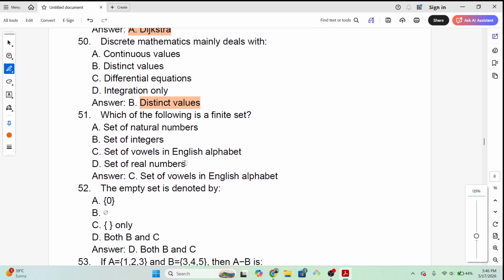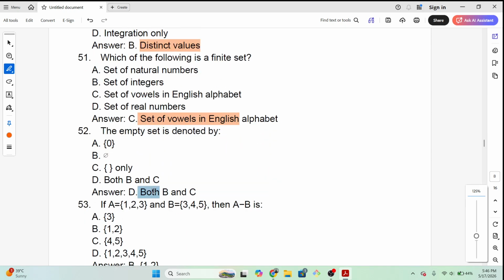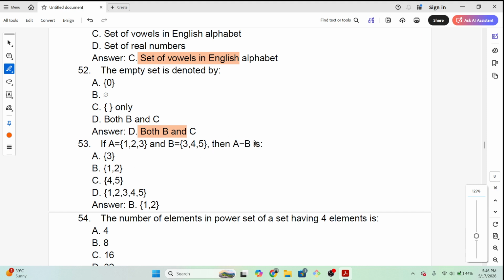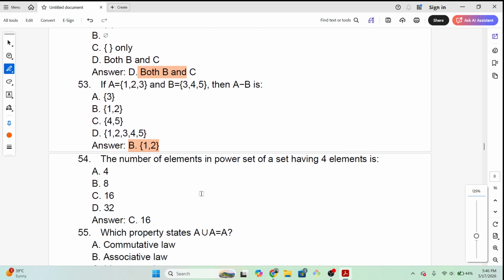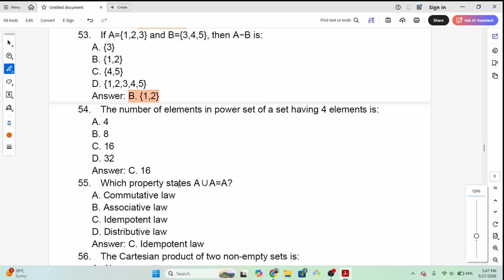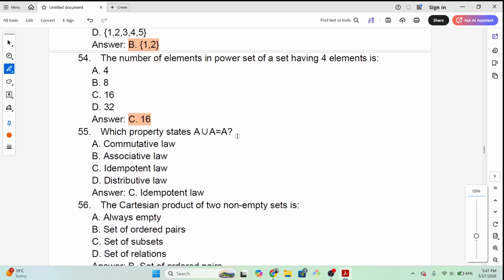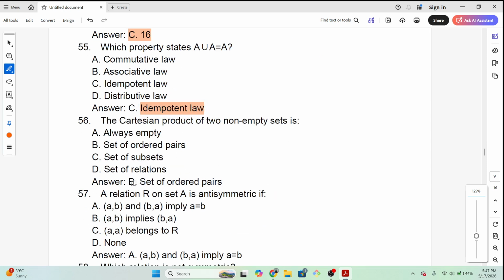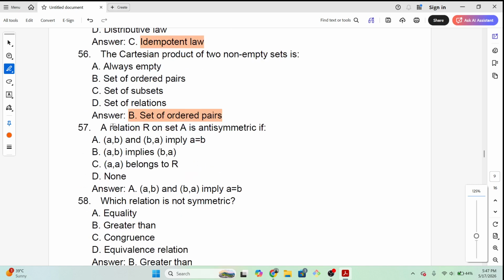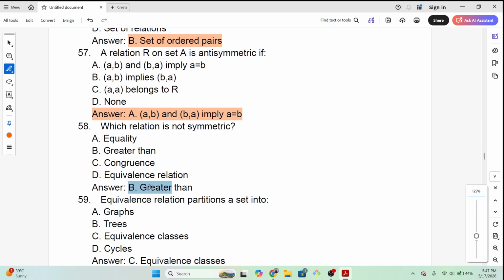Which of the following is a finite set? Vowels in the English alphabet. The empty set is denoted as phi. If A equals this and B equals this, then what is A minus B? Elements in A but not in B, that is {1, 2}. The number of elements in the power set of a set having 4 elements is 16. Which property states A union A equals A? That's the idempotent law. The Cartesian product of a set and the empty set is the empty set. A relation R on set A is antisymmetric if aRb and bRa implies a equals b. Which relation is not asymmetric? Greater than or equal to.